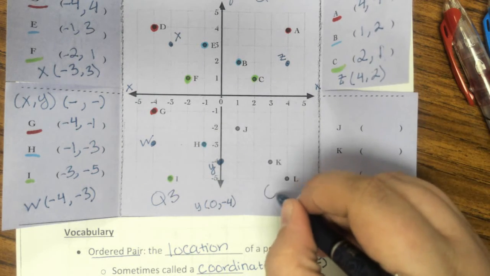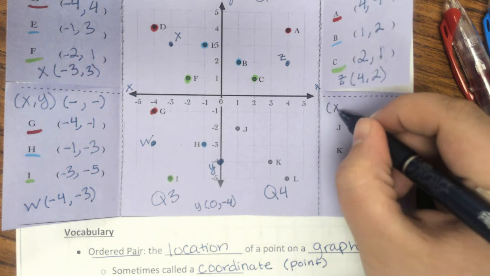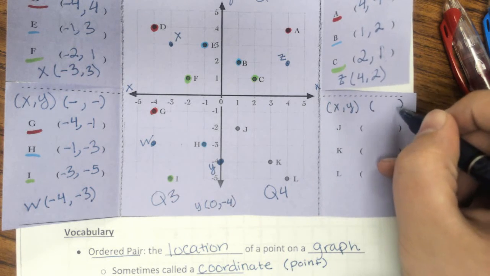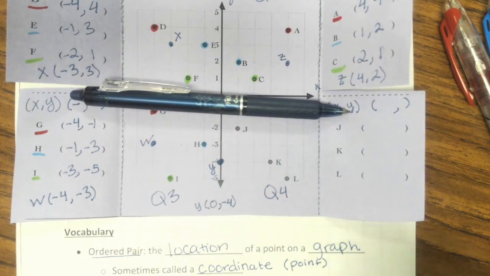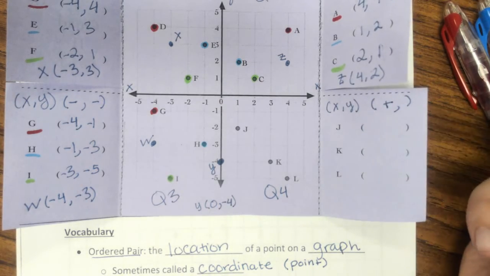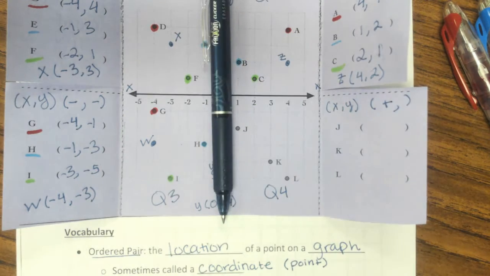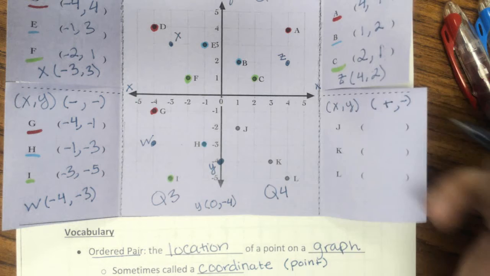Looking at quadrant 4 now, ordered pairs are still x, y. In quadrant 4, all of the x values point to the right, which means the x values are all positive. In quadrant 4, all of the y values point down, so the y values should all be negative.